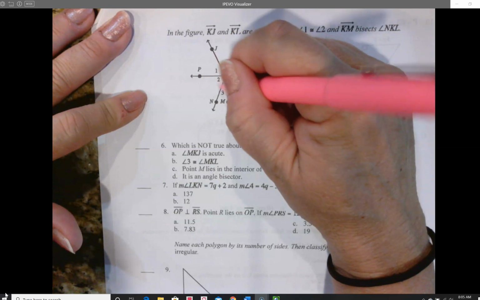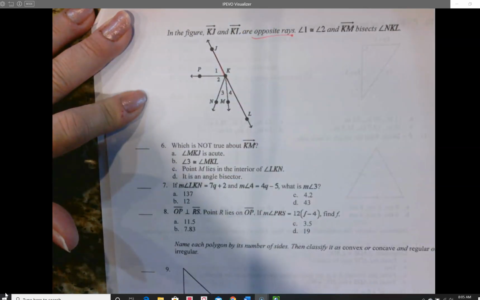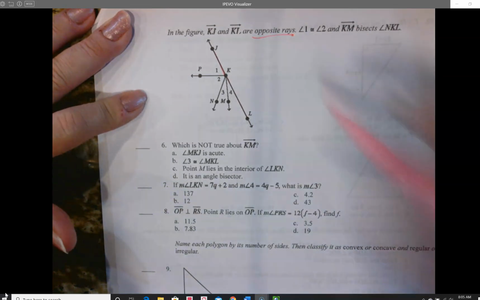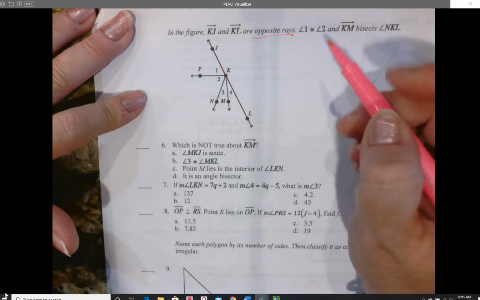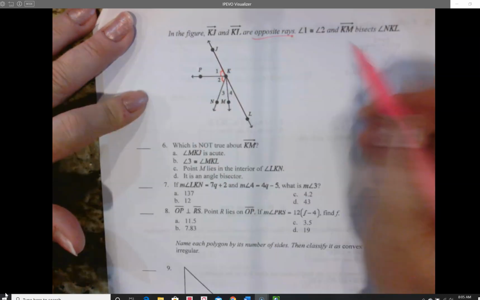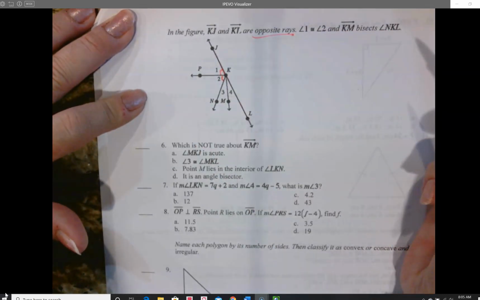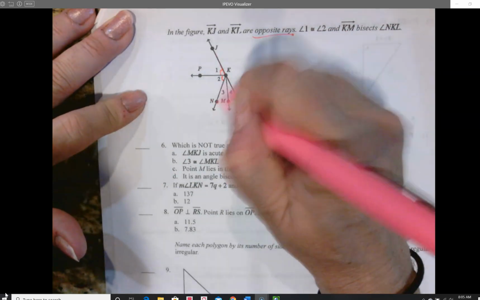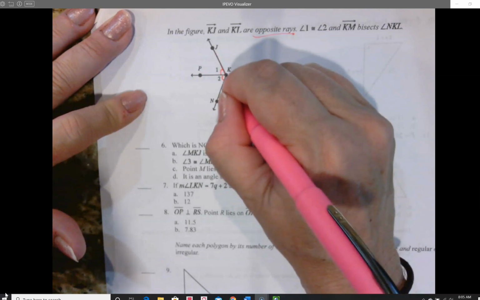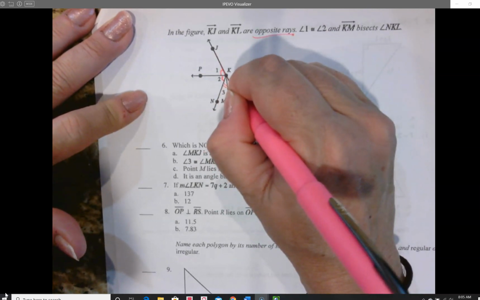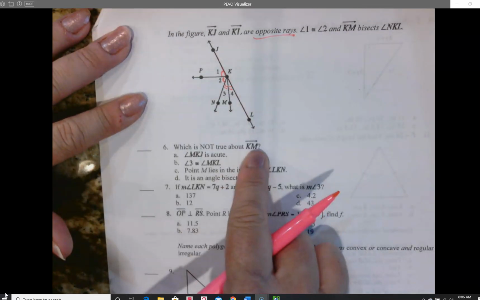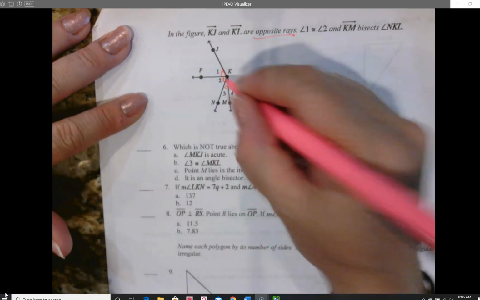So we know all these angles together, 1, 2, 3, and 4 add up to 180 because that's a straight line. Angle 1 is congruent to angle 2. So I'm going to mark those. And KM bisects NKL. So here's NKL. KM bisects it. So I'm going to mark those as equal to each other. So now, which is not true about KM?